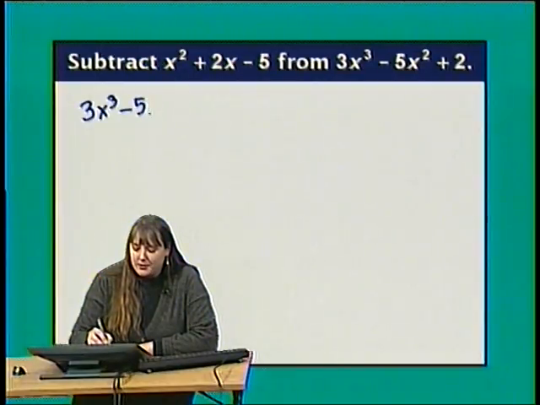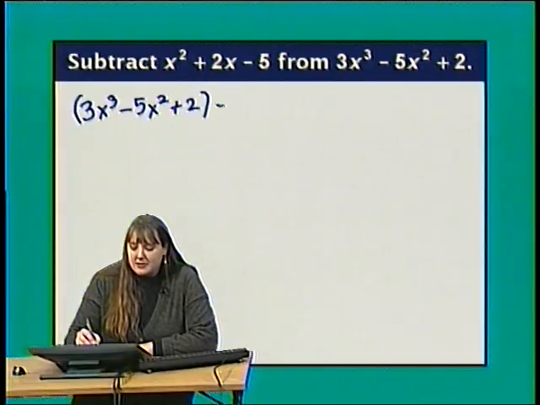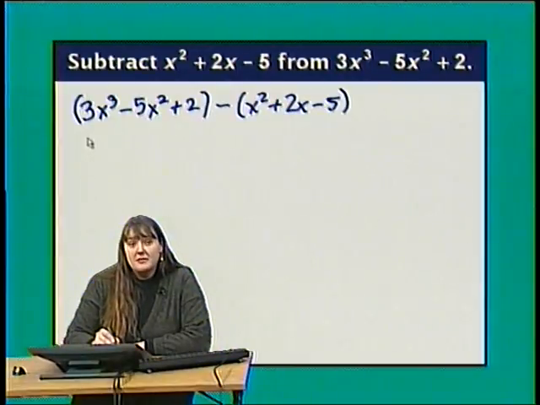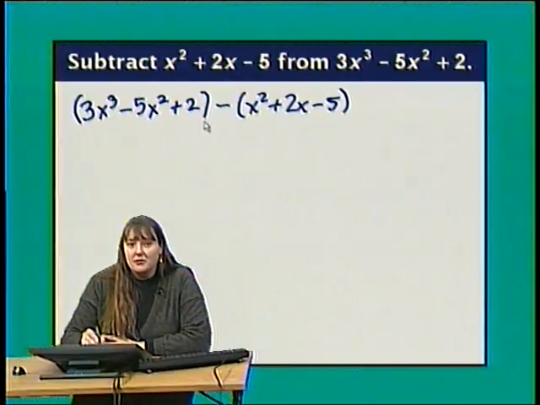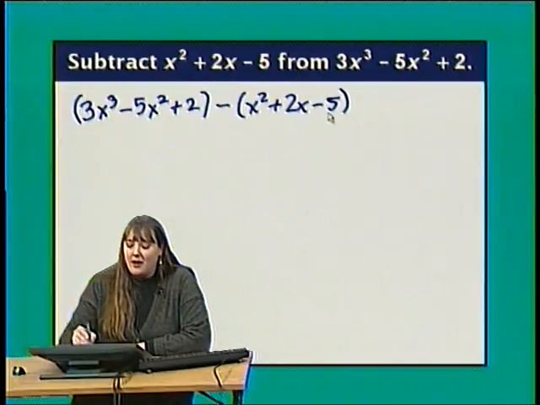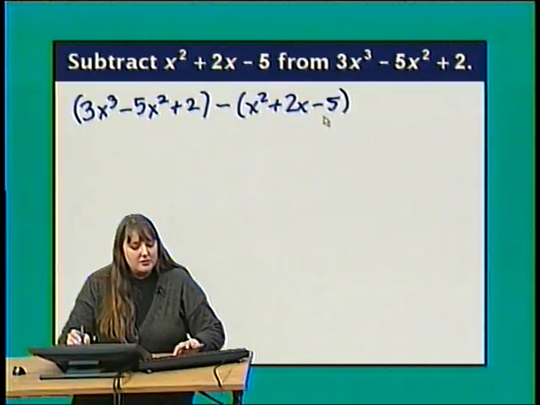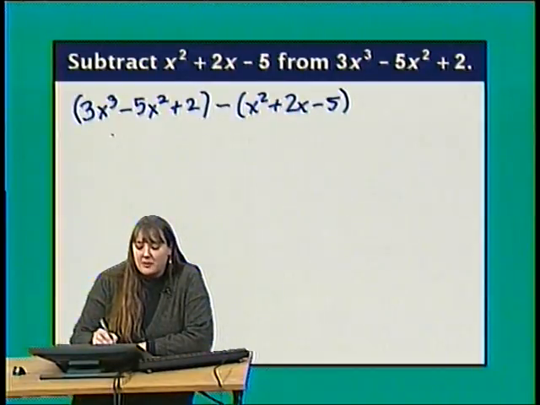minus 5x squared plus 2. Minus, because we're subtracting the polynomial x squared plus 2x minus 5. This time, my first set of parentheses aren't really needed. My second set of parentheses are essential. I need the parentheses around the polynomial I'm subtracting to remember that each term in that polynomial needs to be subtracted. So to simplify this, I'm going to start by removing parentheses.